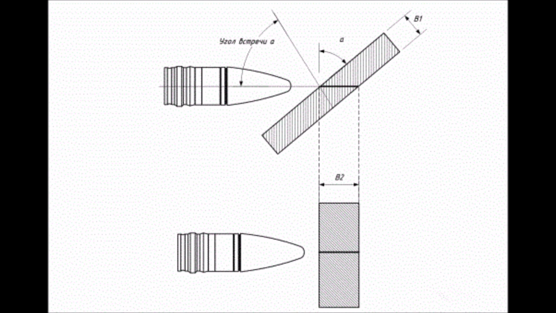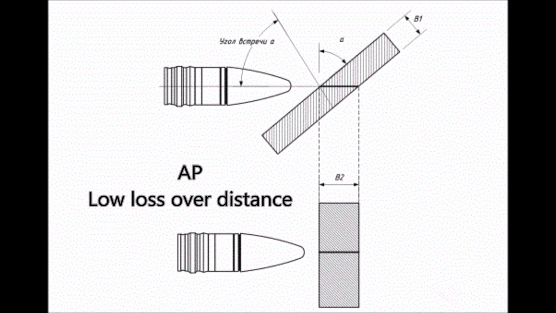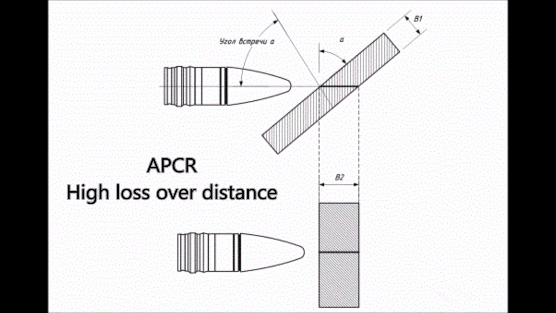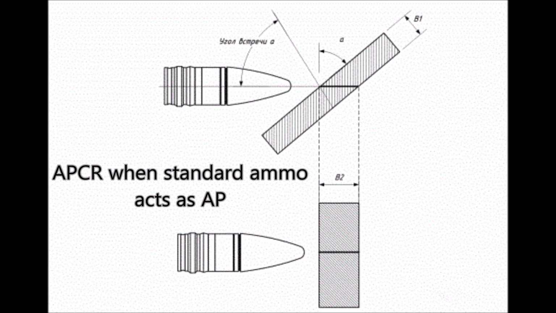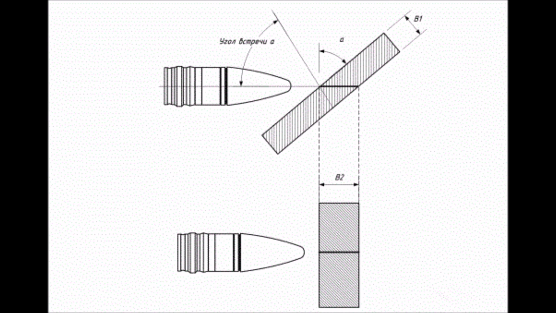Next thing we're going to talk about is penetration loss over distance. Different round types act differently at different distances. I'm going to start with AP. AP loses very little penetration over distance. APCR loses a lot of penetration over distance, but there is one caveat to that, and that is tanks that use APCR as their standard ammunition, tier 10 mediums and some tier 9s. Their APCR, the standard APCR, acts in the same way as AP.